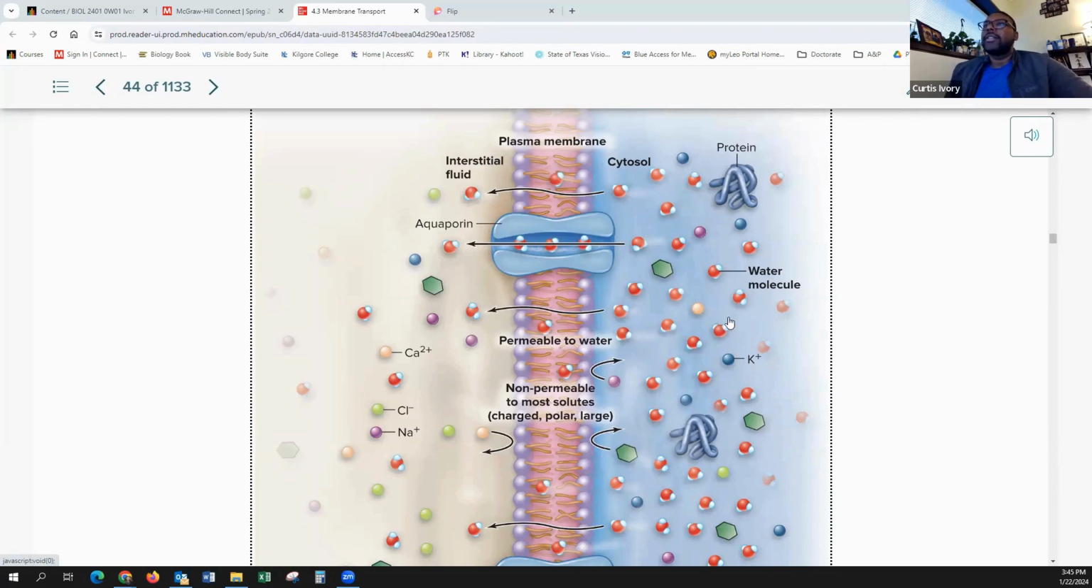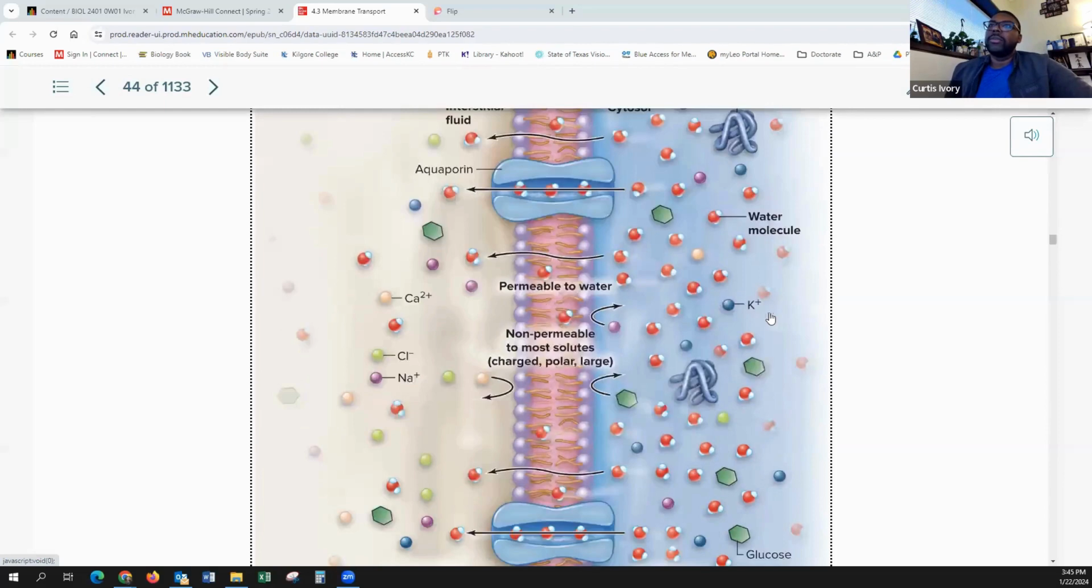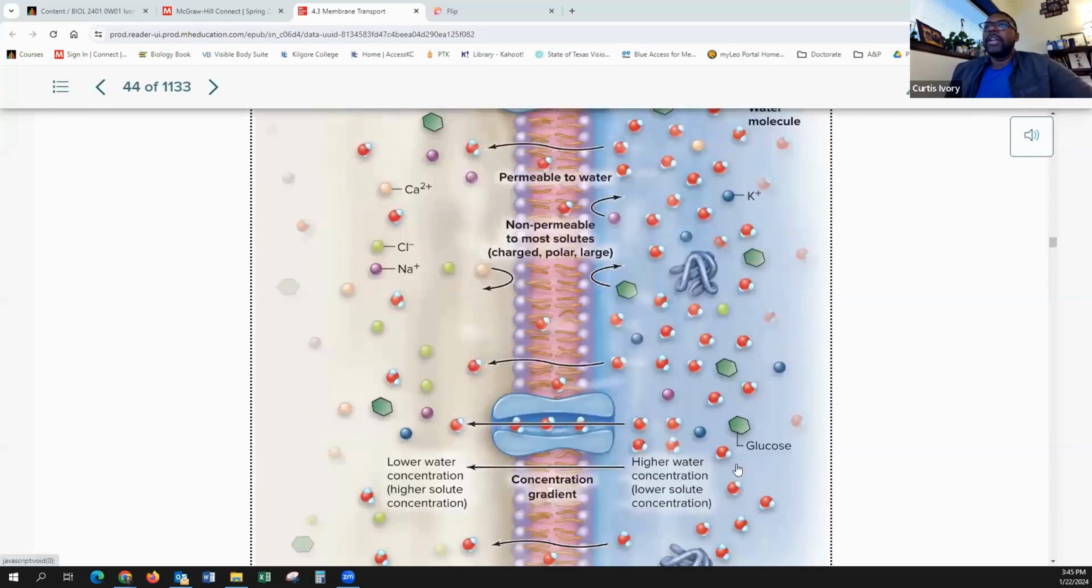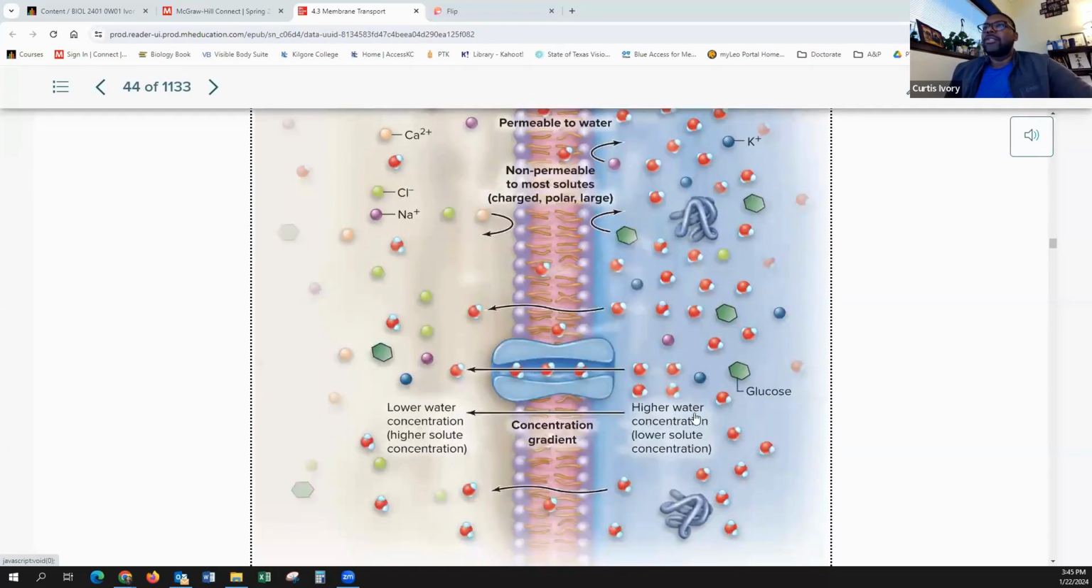So here we can see that we have different molecules. We have some calciums, some chlorines, some sodiums, some glucose, and we see that we have higher concentrations on this side and a lower concentration over here. So things are going to go from high to low. So we're going to see things over here going to want to get to this side over here.